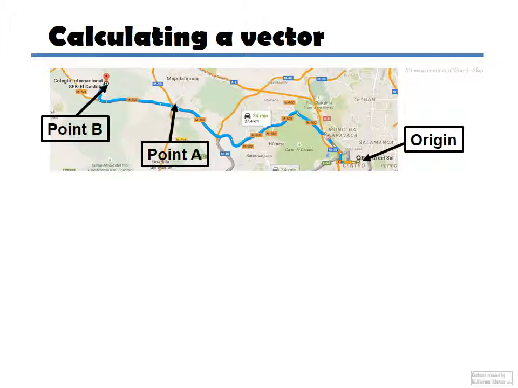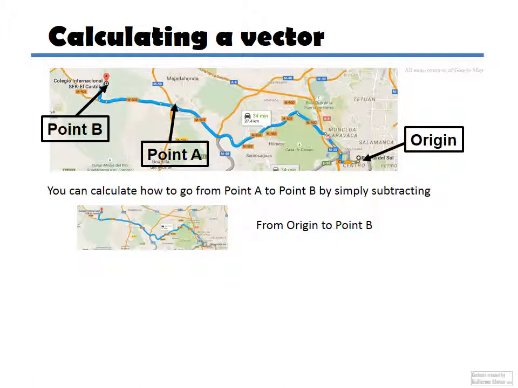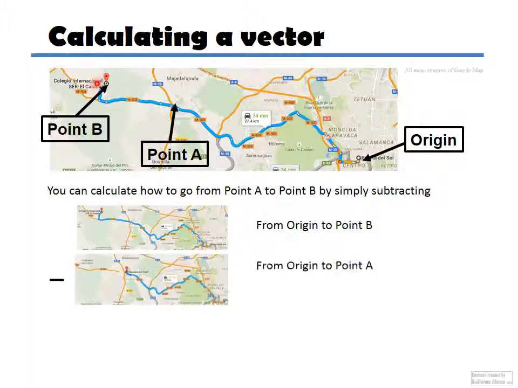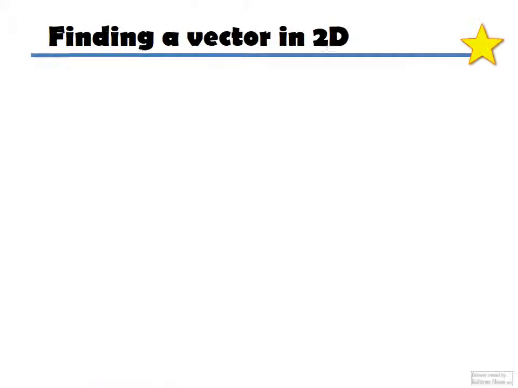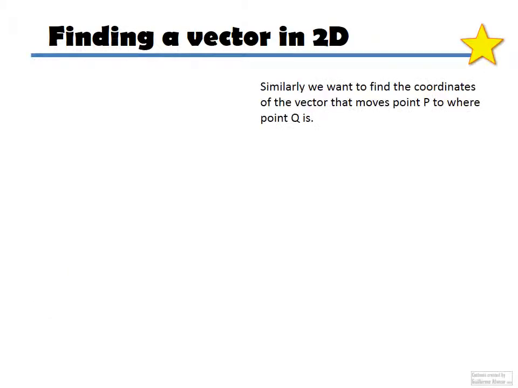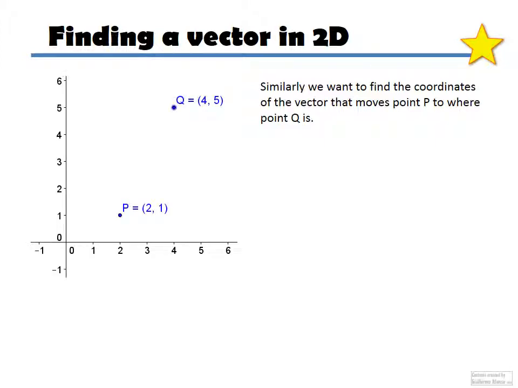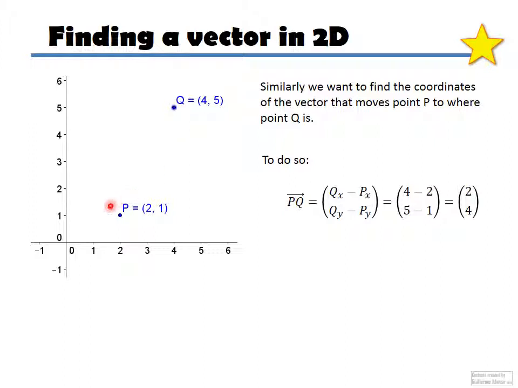All I have to do to know how to go from point A to point B is to figure out the route from the origin to point B and subtract the route from the origin to point A, and I'm going to be left with the route that I'm interested in. That's exactly how we're going to do things with vectors. So to find the coordinates of the vector that goes from P to Q, all you have to do is take the coordinates of the destination, in this case Q, and subtract the coordinates of P. So the vector that goes from P to Q is the vector 2, 4.